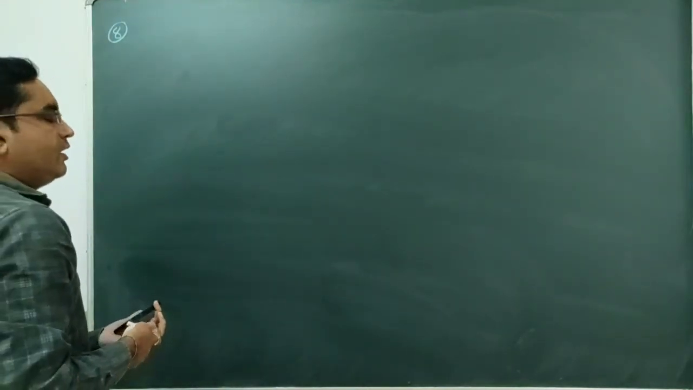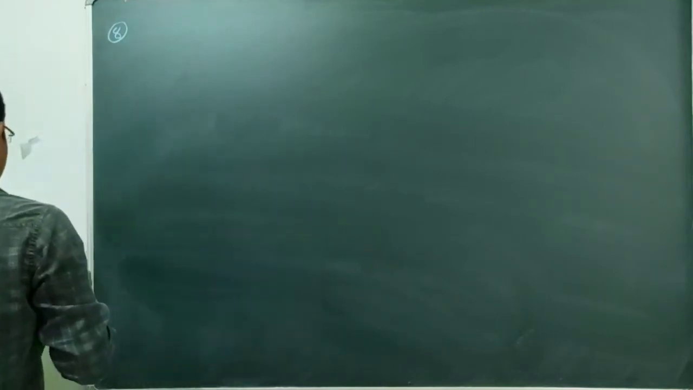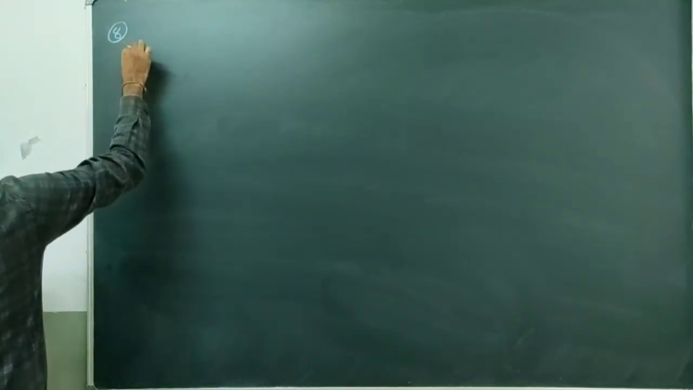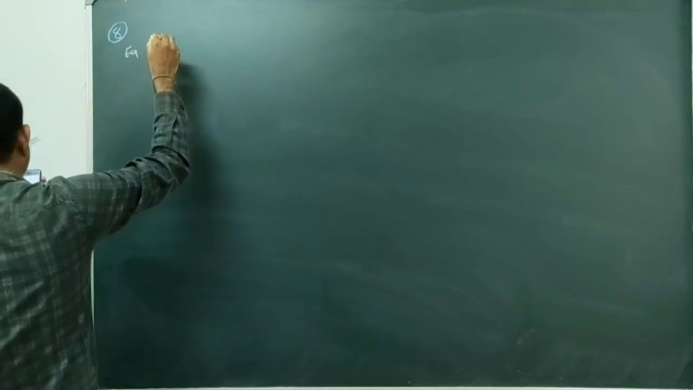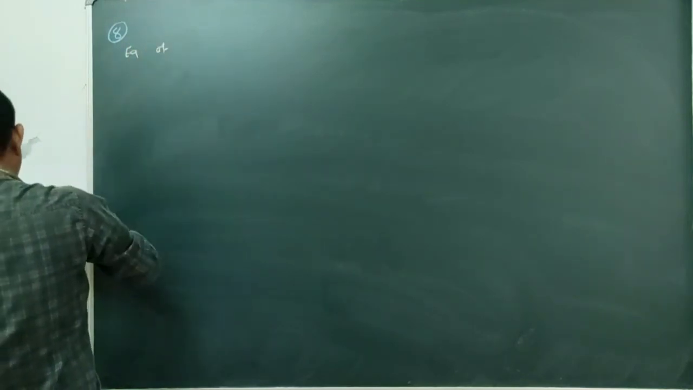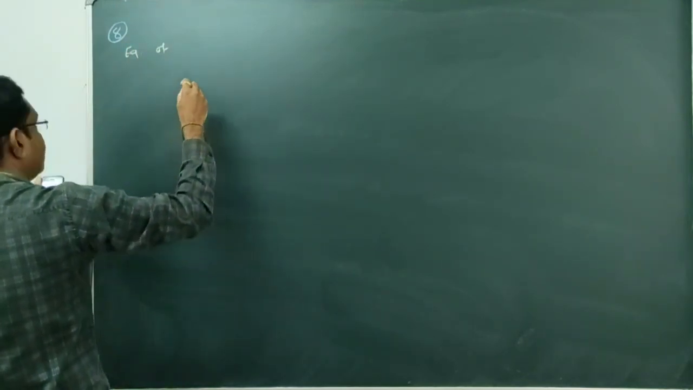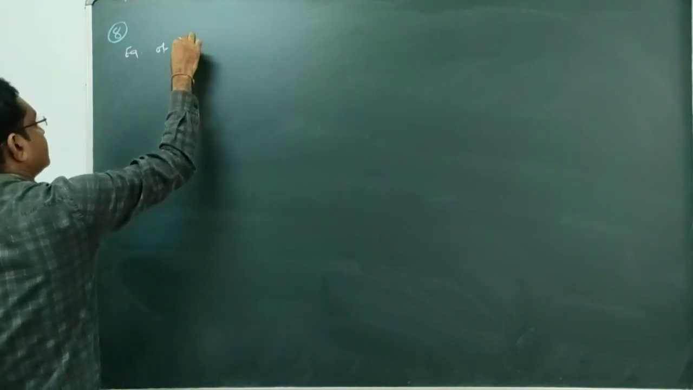What is an equilateral triangle? All three sides are equal. So here, first we'll try to draw the figure. The equation of the given parabola in which our equilateral triangle is inscribed is the equation of the parabola.